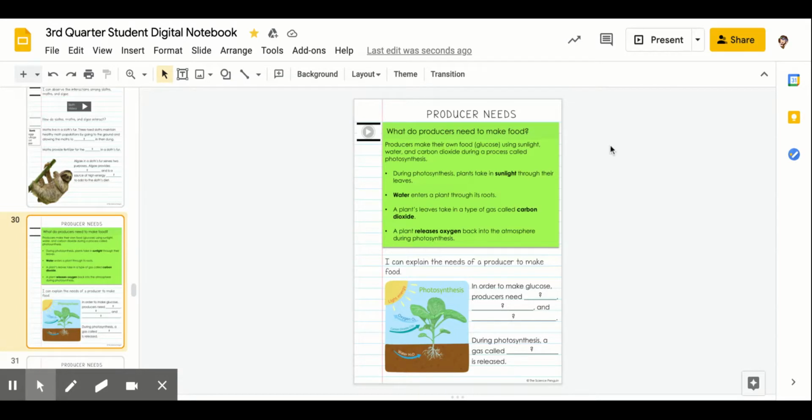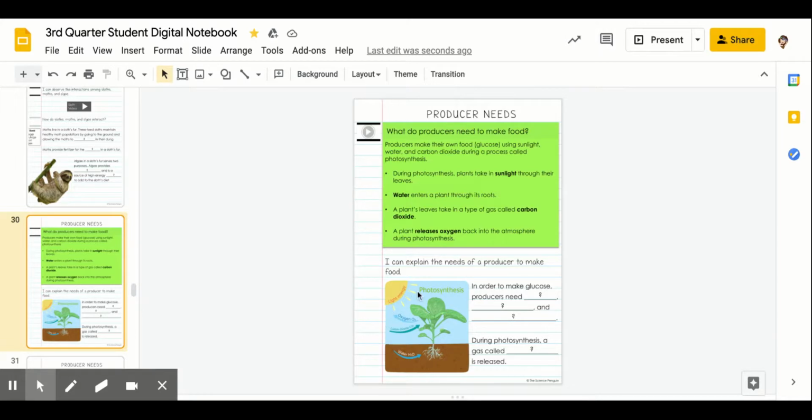So what do producers need to make food? Producers make their own food, or glucose, which is another word for sugar, basically, using sunlight, water, and carbon dioxide during a process called photosynthesis. During photosynthesis, plants take in sunlight throughout their leaves, water enters the plants through its roots, and plant leaves take in a type of gas called carbon dioxide. A plant releases oxygen back into the atmosphere during photosynthesis.